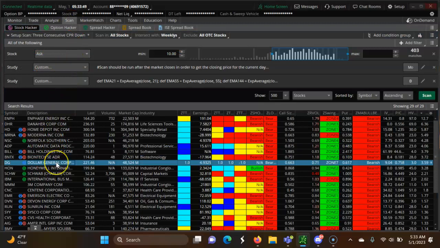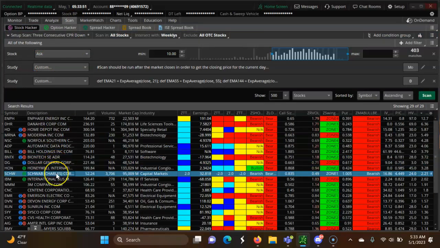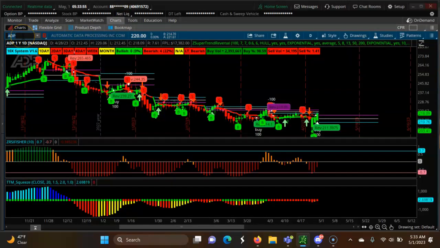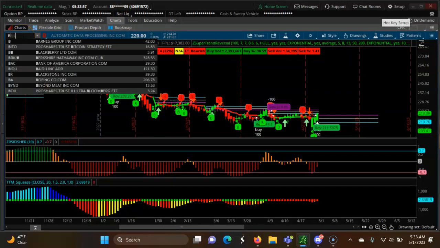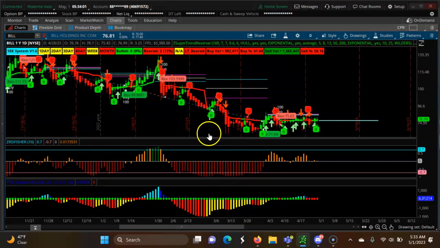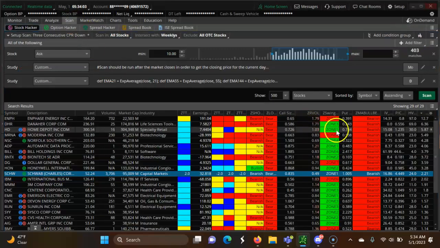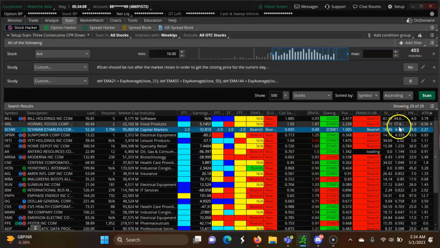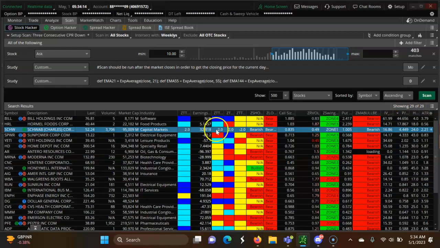Fill. Fill also is down. Let's look at the put call ratio. High put call ratio. Fill is high. HR is high. SCHW.